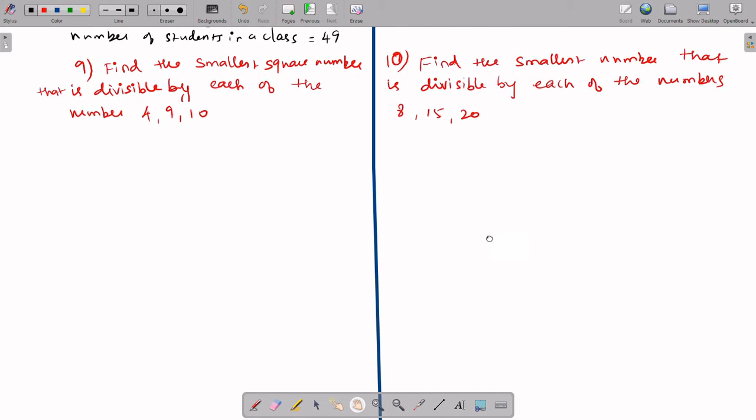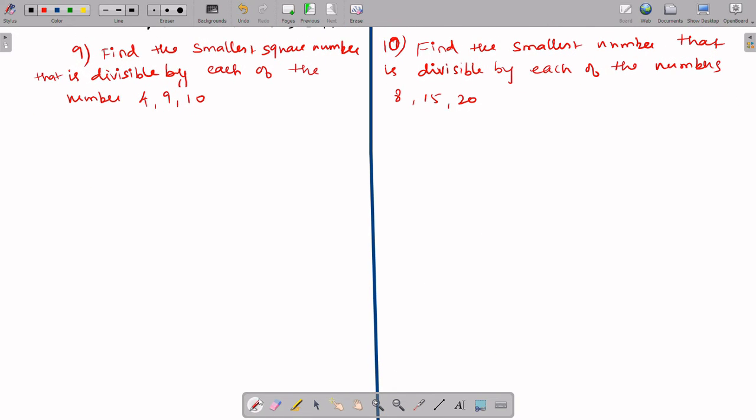And we pass on to the next problem, the ninth problem. What is our ninth problem? Find the smallest square number that is divisible by each of the numbers 4, 9 and 10. How will you find this smallest square number which is divisible by these numbers? Now you have to find the LCM of these numbers, and find the prime factors, and we get the required smallest square number that is divisible by 4, 9, 10.